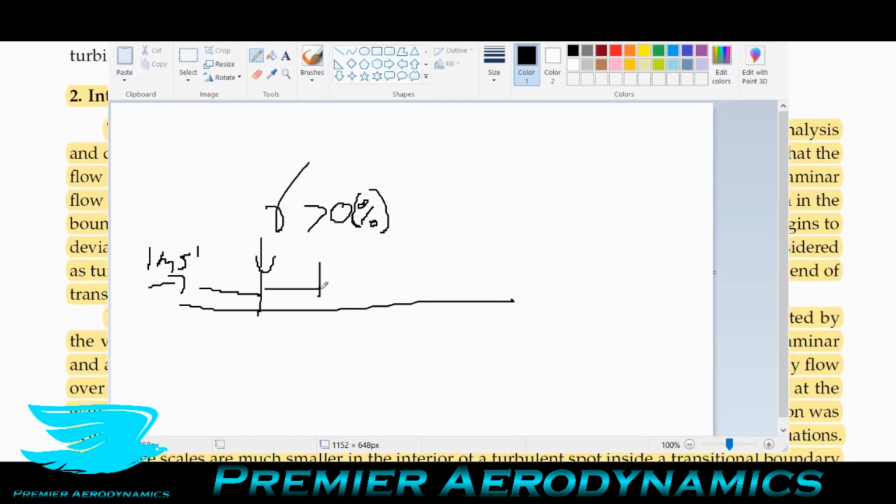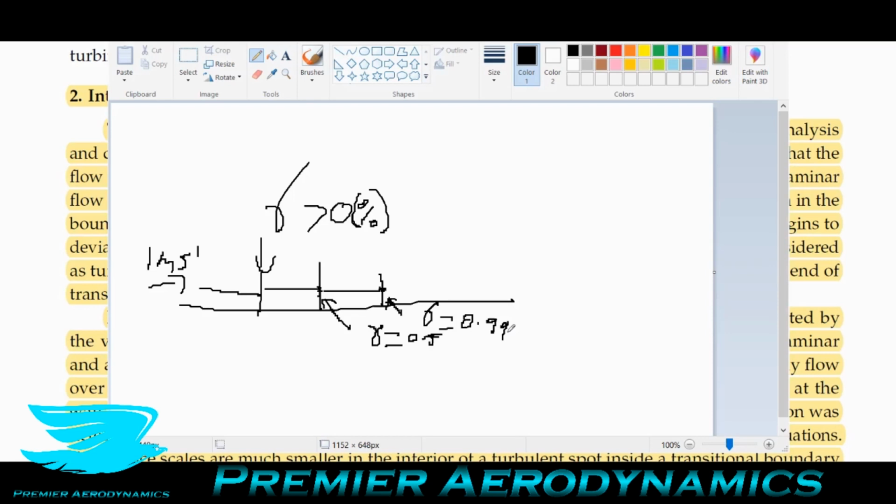At this point, we can say that 50% of the time the boundary layer we are considering is turbulent, and 50% of the time it is laminar. So here the intermittency gamma equals 0.5, or 50%, however you want to describe it. Then we go down a little bit further, and here the boundary layer is turbulent 99% of the time. So the intermittency gamma is 0.99.